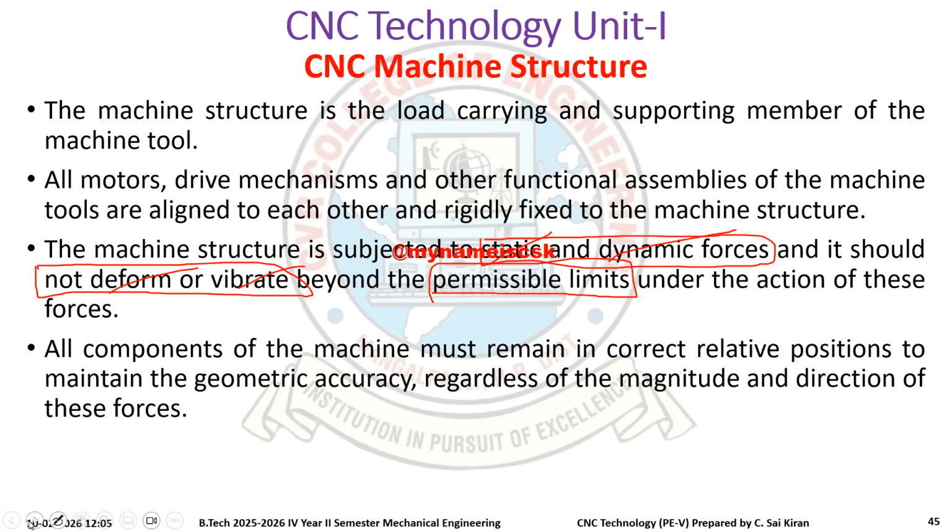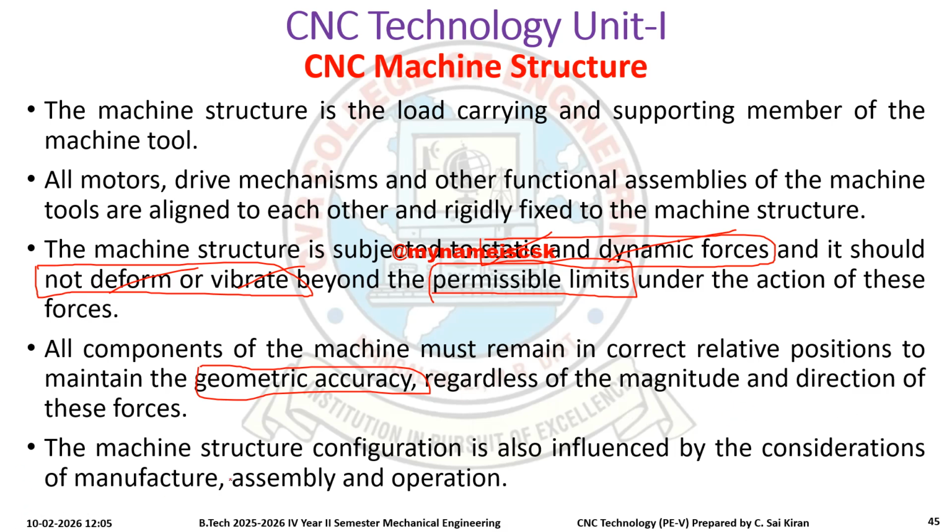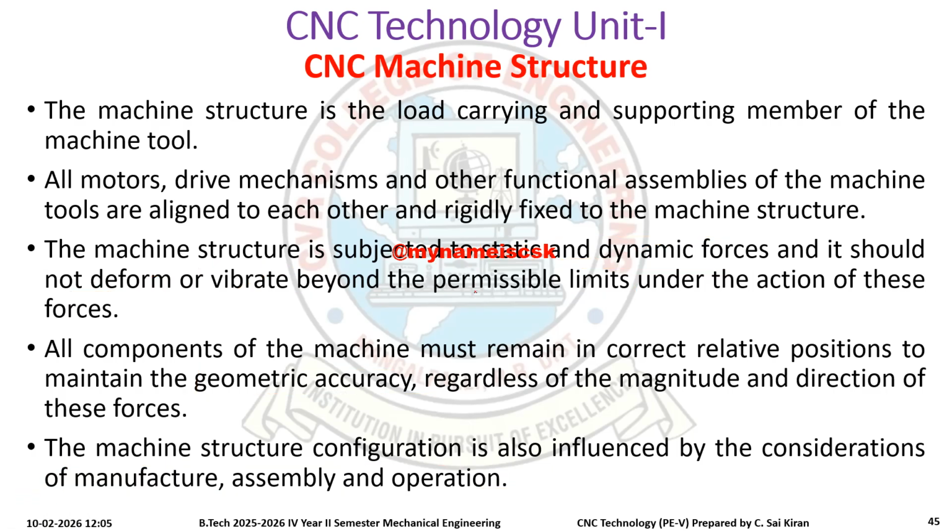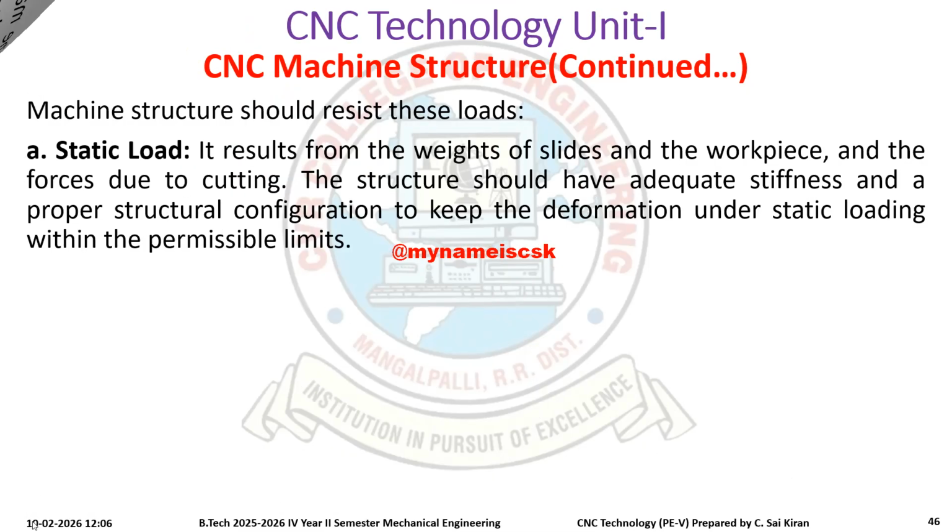Next, all components of the machine must remain in correct relative positions and maintain geometrical accuracy. We have to maintain geometrical accuracy regardless of the magnitude and direction of these forces. The machine structure configuration is also determined by considering how it is manufactured, and assembly and operation also matter. So we have to make sure the static and dynamic forces are within limits, and which type of manufacturing, which type of assembly and which type of operation you have done also matter.